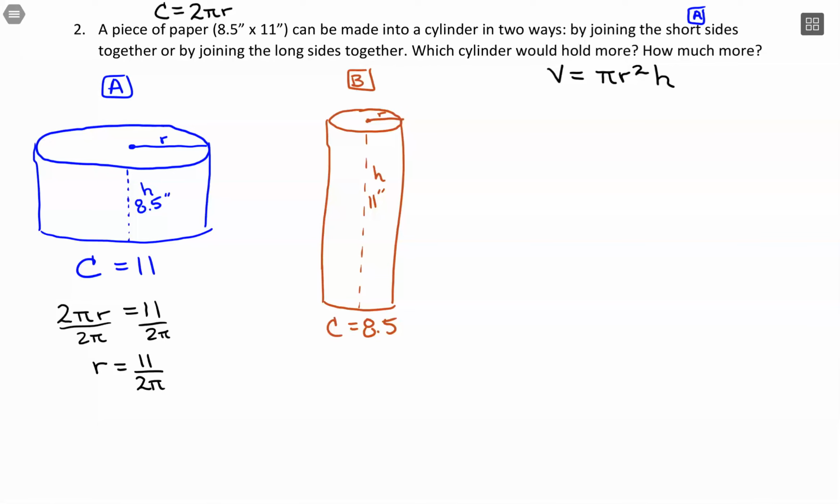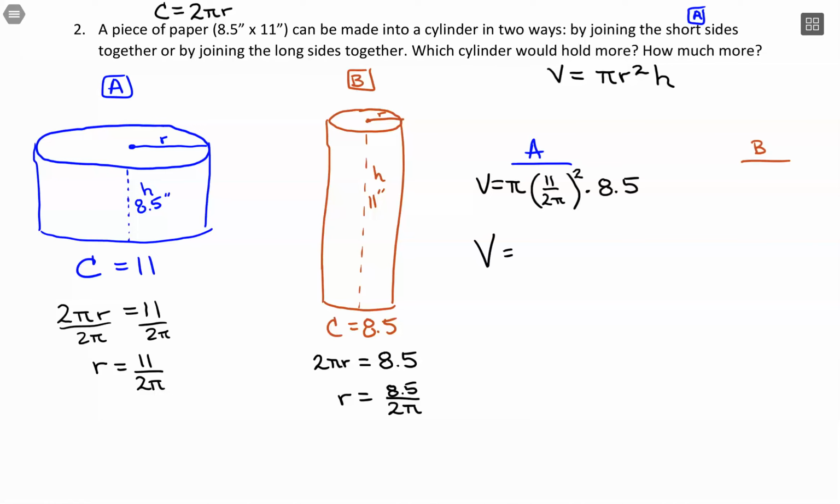Same idea with case B, where the circumference is the same thing as 2 pi r, and we know the circumference in that case is 8.5. Divide both sides by 2 pi, and we have a radius of 8.5 over 2 pi. So, now I'm going to calculate volume. For scenario A, our volume is going to come from the calculation of pi times r squared, which our radius is this 11 over 2 pi, and then we'll square that, times the height, which is 8.5.